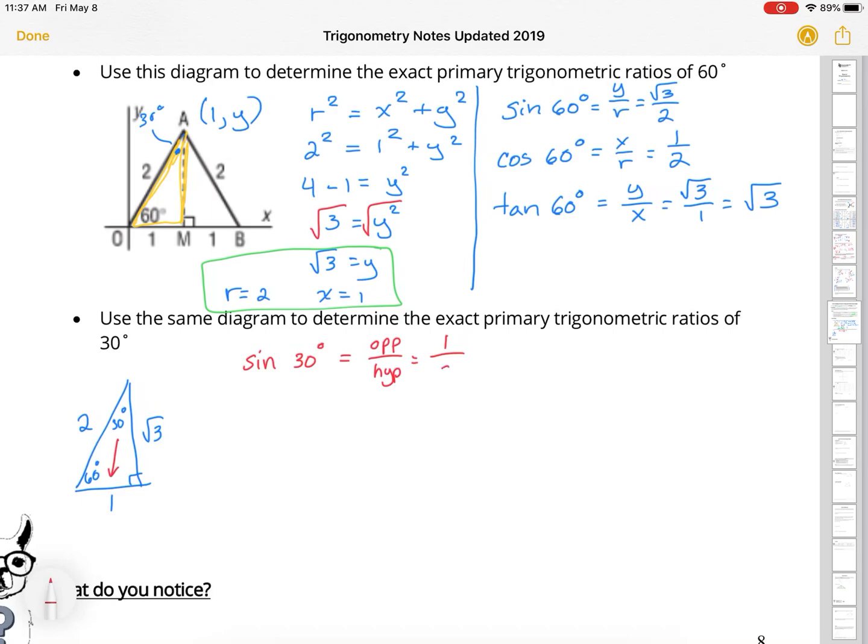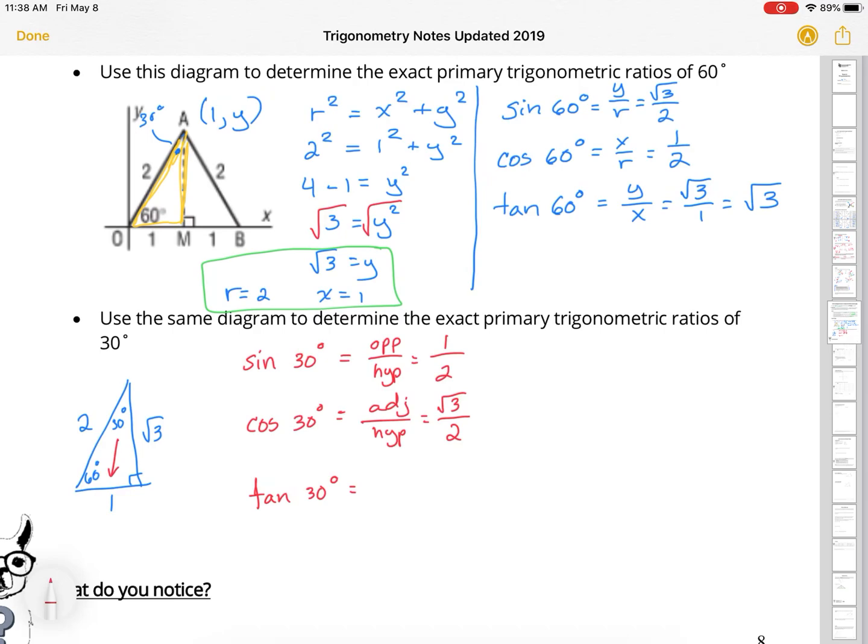So sine of 30 degrees is opposite over hypotenuse. Opposite 30 is 1, so it'll be 1 over 2, since 2 is my hypotenuse. Cos of 30 is adjacent over hypotenuse.